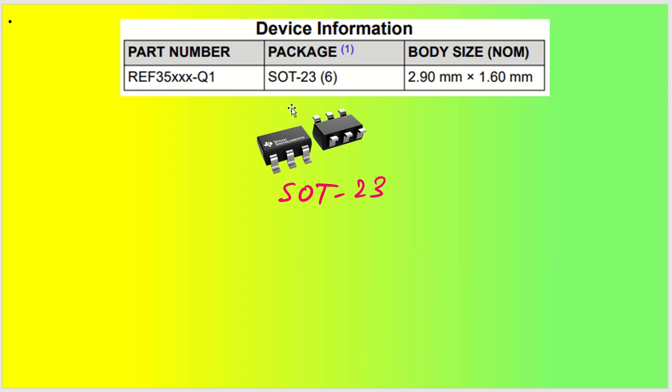Okay, so coming back to the device information. So device information is basically going to be like this: REF35 XXX is basically going to give you the voltage rating, that is you have to select, right? And this is SOT23-6 type. So basically it is having 6 pin with SOT package. This is the IC that it looks like. It is very small package, which is just 2.9 mm by 1.6 mm.